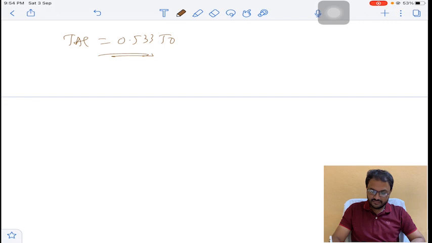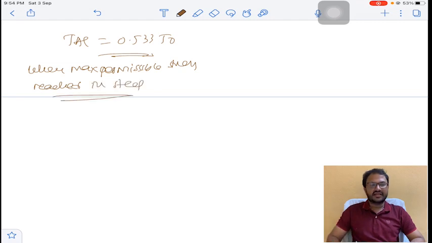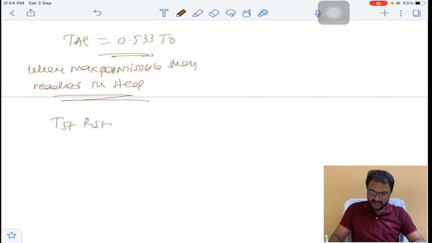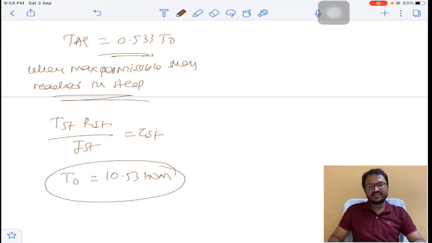So now he has given two materials, one is steel and the other is aluminum. Now case 1, when maximum permissible stress is reached in steel, that is, in the steel material I am taking maximum permissible stress has been reached. Now TST into RST divided by JST is equal to tau ST. So from this expression we will get T naught is equal to 10.53 kilonewton meter. So this is the answer that we got when the steel reached maximum.